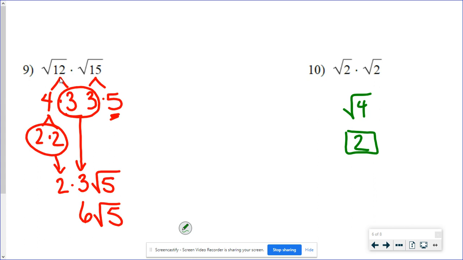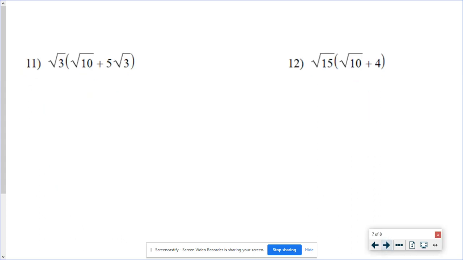Here's an even easier way to do this. I have a pair of 2's. They are both under radicals. They break out and they just become a regular 2. And these last two problems, distribution.